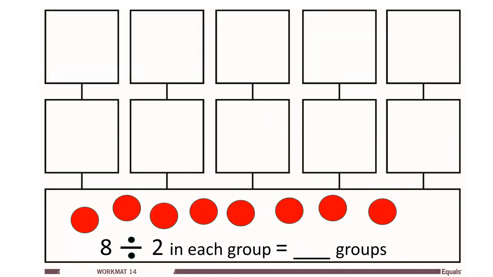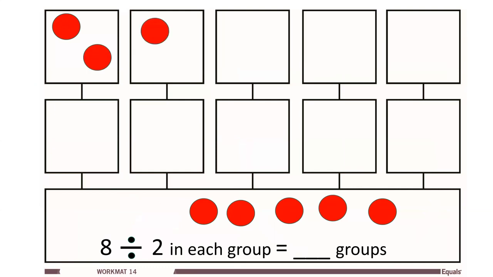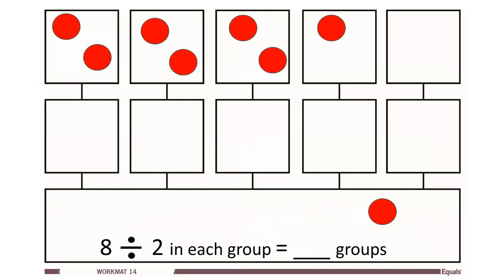But I can also use the work mat if I don't know how many groups there are, because I know there are 2 in each group. So I place 2 in each group. And when I'm done, I can see I have 4 groups.